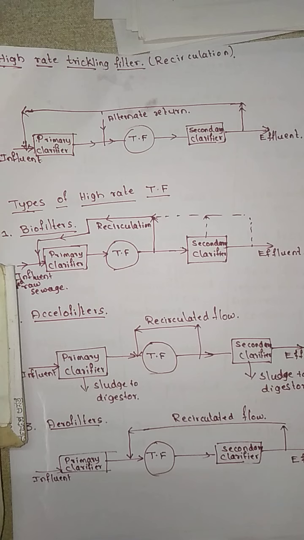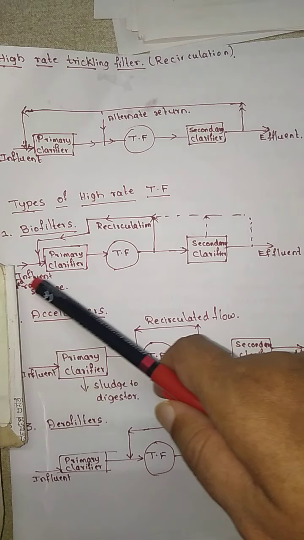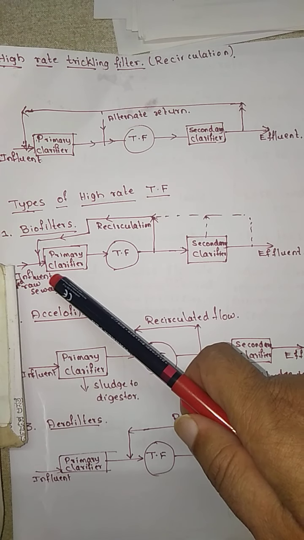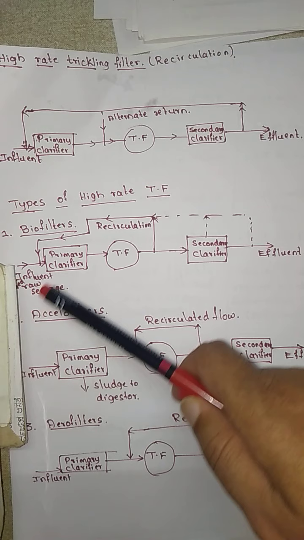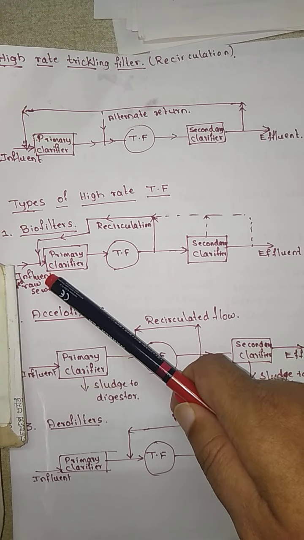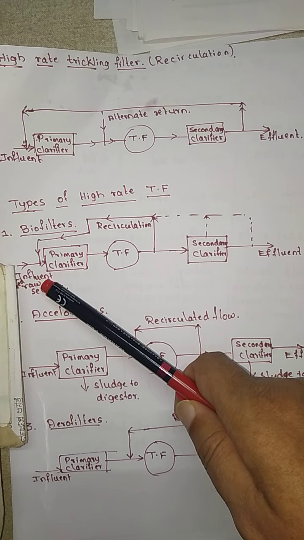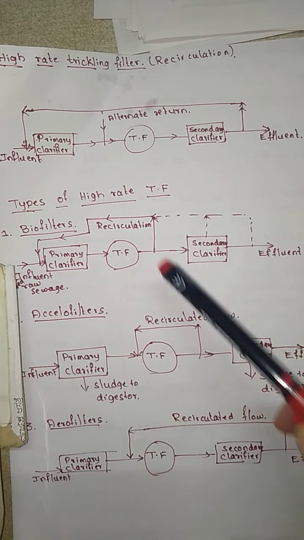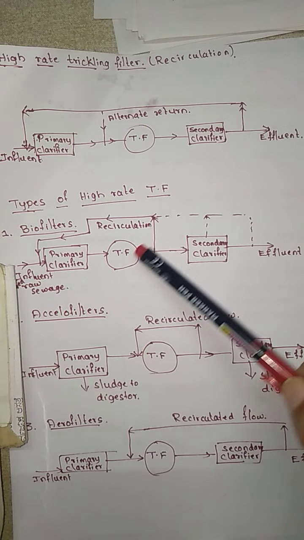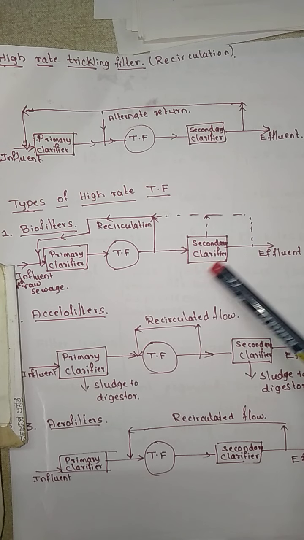Now biofilters are going to have comparatively low depth, that is, the depth will be around 1.2 to 1.5 meter. The filter is going to utilize recirculation of a portion of the filter effluent from the primary settling tank. The influent is going to come from the primary settling tank, and then it goes to the primary clarifier and then to the trickling filter. Either from here itself it is going to be recirculated, or it may go to the secondary clarifier.